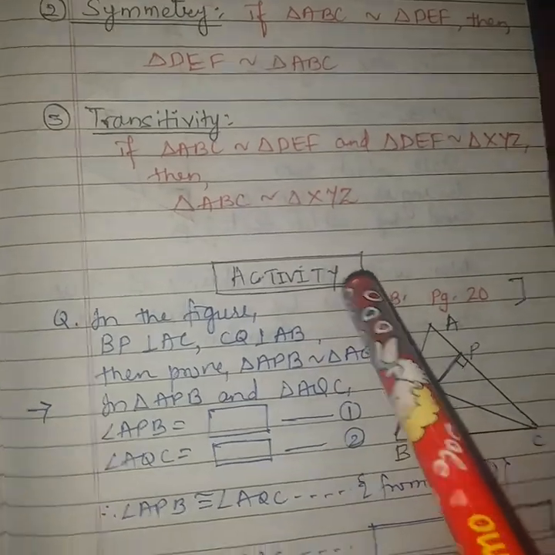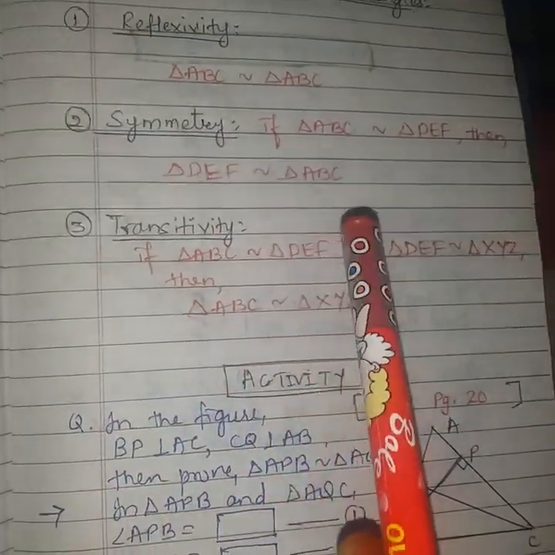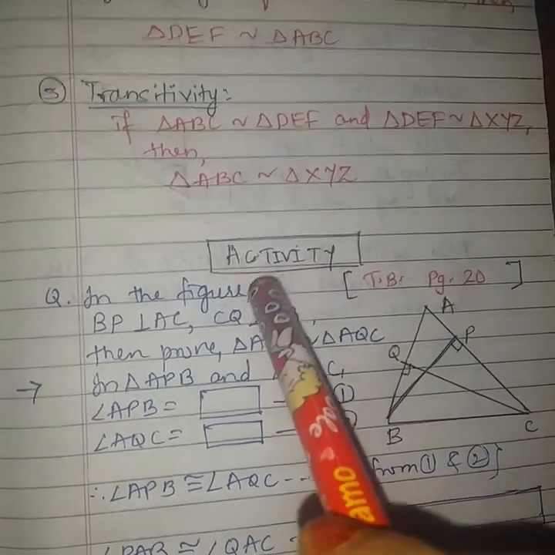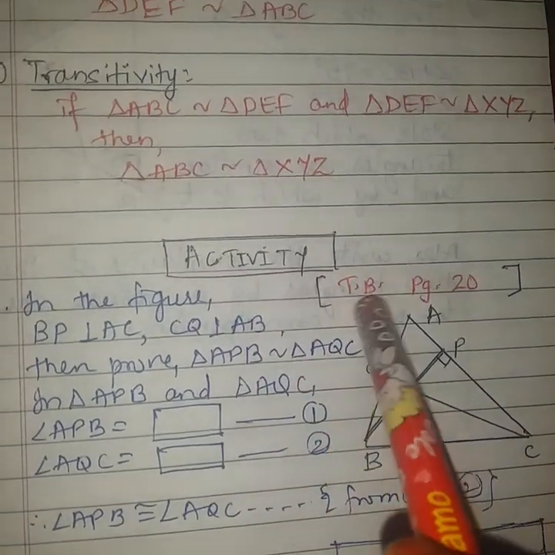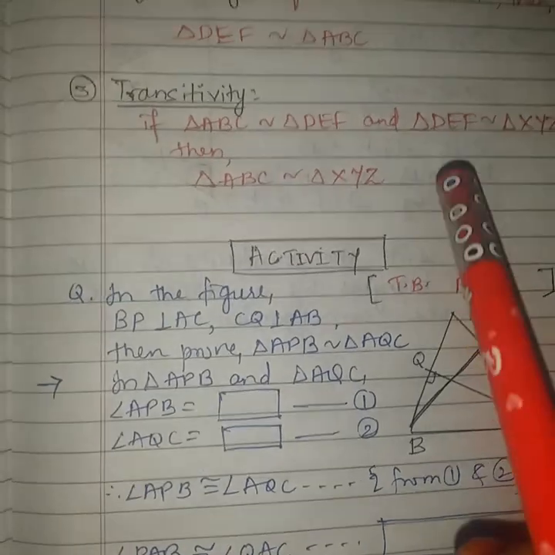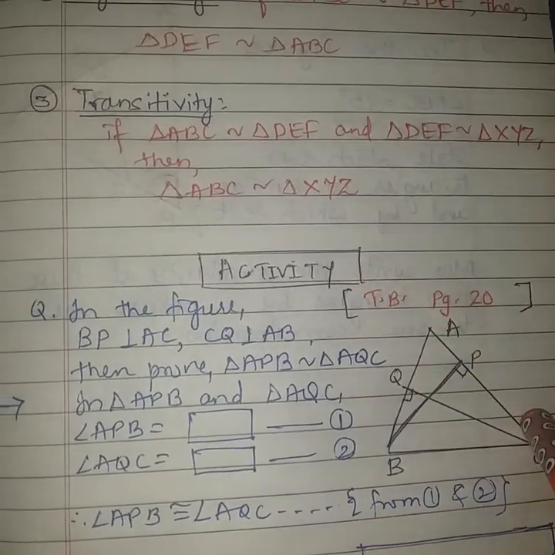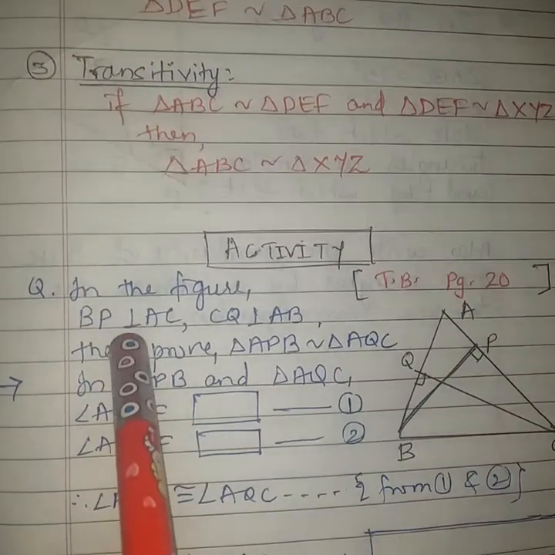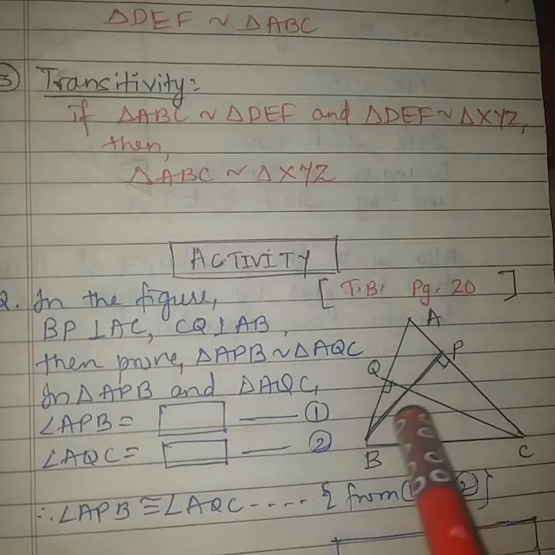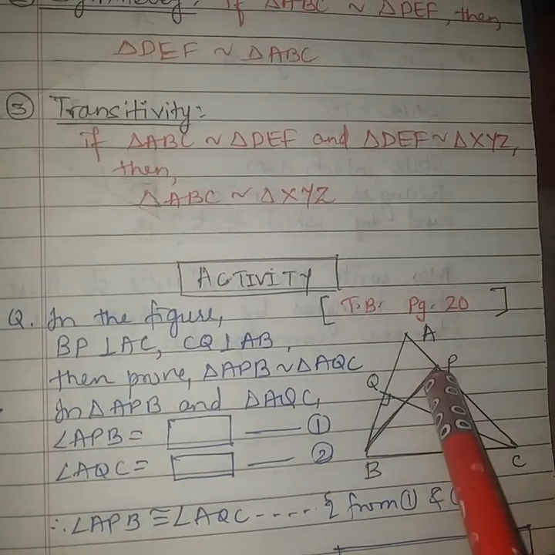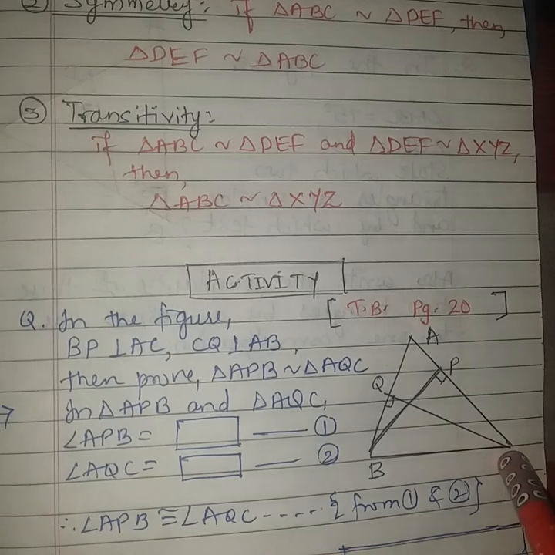Let us try to have, after studying all the concepts, I mean the tests and the properties of similar triangles, a small activity with reference to textbook page number 20. Here I have drawn a figure. In this figure, BP is perpendicular to AC. Let's check out BP. You can see the right angle mark, perpendicular to AC.